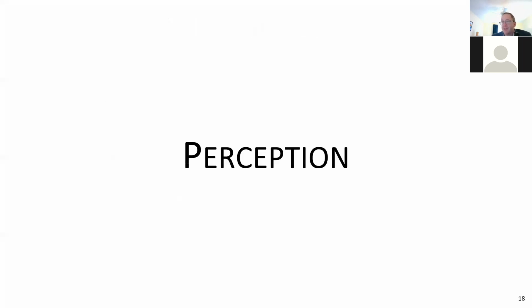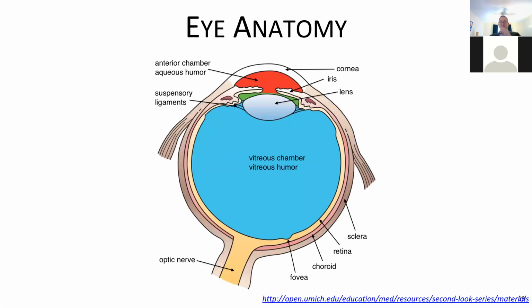So let's get going on this one. So this is your eye. It is effectively like a camera. It is the original camera. We've got a hole to let light in that can adjust the amount of light going in. You've got a lens that you can adjust that can change the focus.